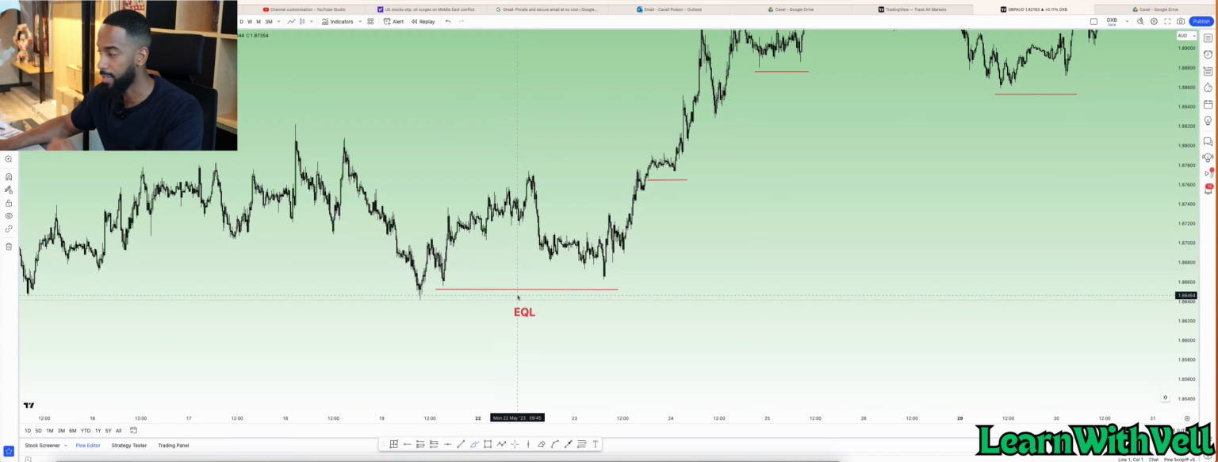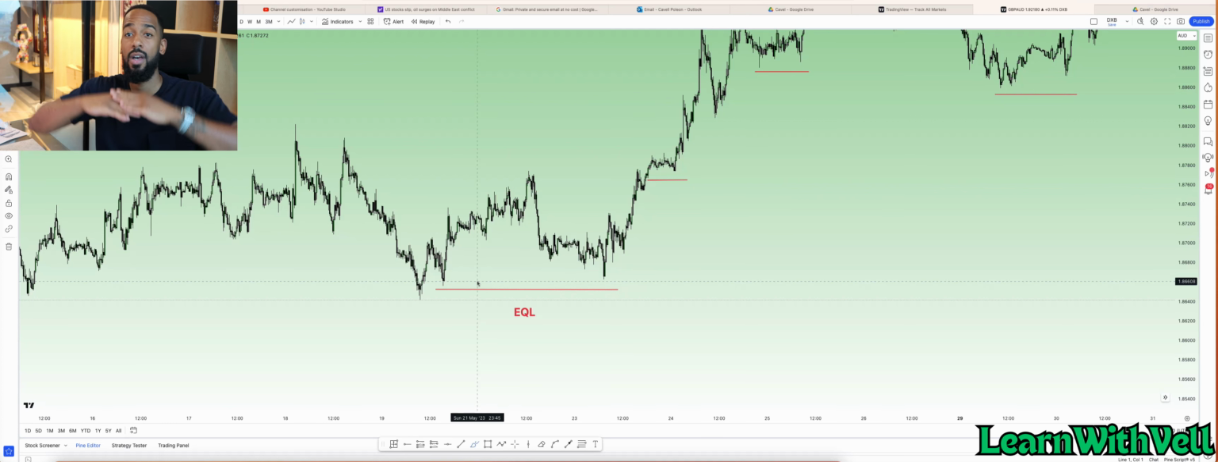So with that being said, the equal lows are formed because, from a retail perspective, these are creating a safe haven. They're creating what retail traders call support and resistance.